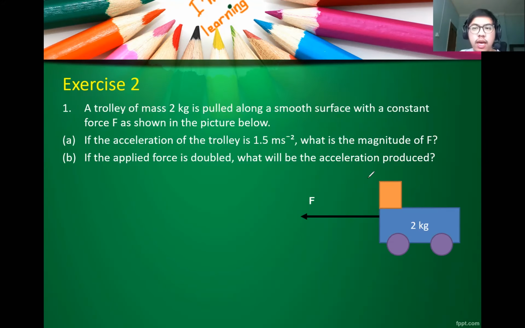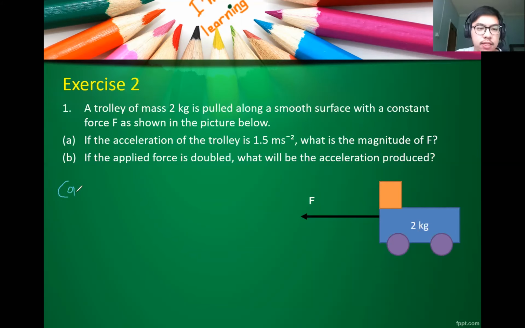Okay, let's do an example question to see how this formula is used in a question. Exercise 2, number 1. A trolley of mass 2 kilograms is pulled along a smooth surface with a constant force F as shown in the figure below. A, if the acceleration of the trolley is 1.5 meters per second squared, what is the magnitude of F? And B, if the applied force is doubled, what will be the acceleration produced?